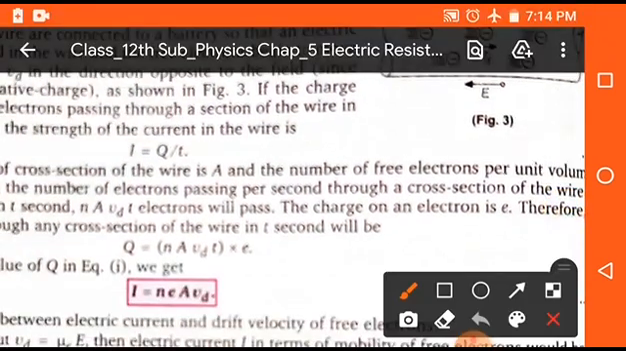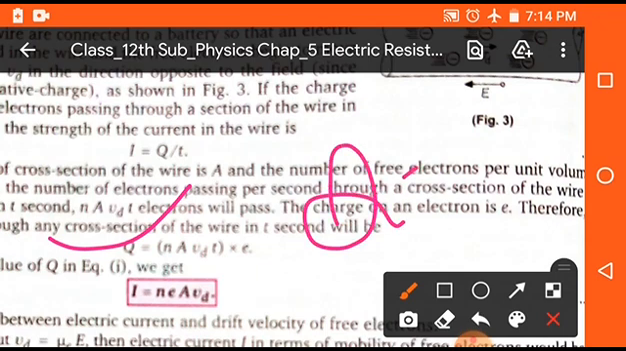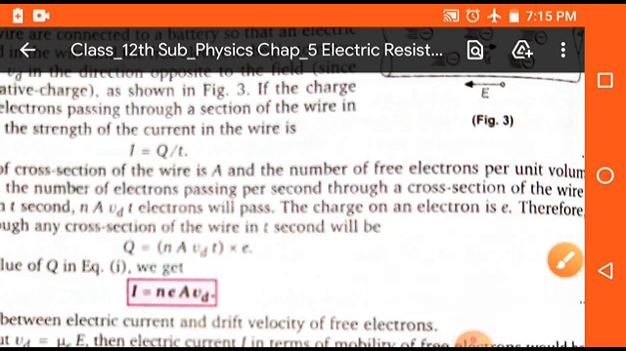and we know that the total charge Q is equal to capital N into e. So here the total number of free electrons will be considered as N A Vd small t, into small e, where small e is the charge of an electron. So on putting this value, we get the relation I = NeAVd. So this is the required relation for the current and drift velocity.